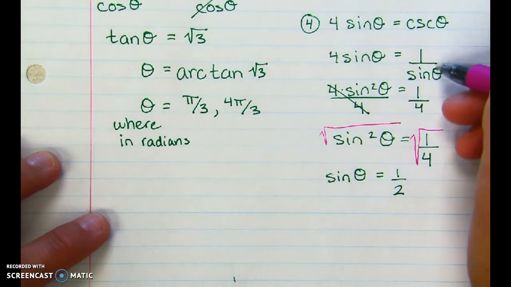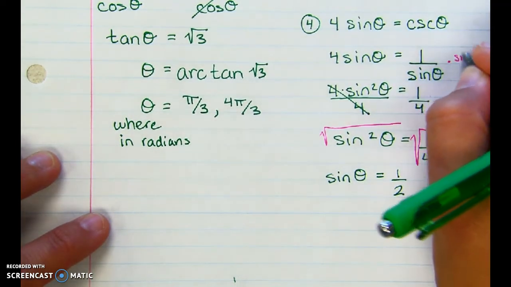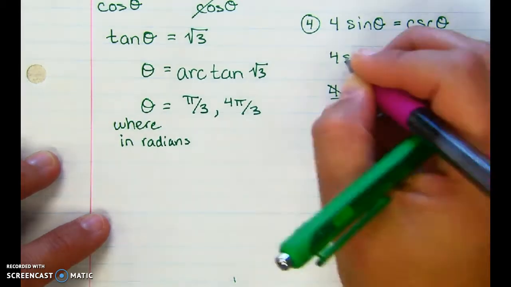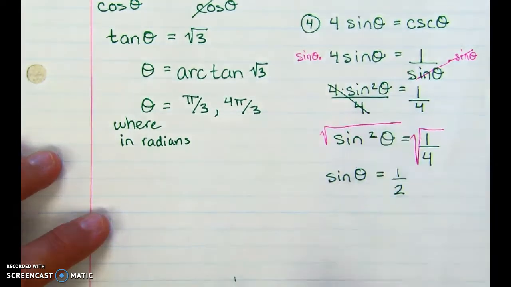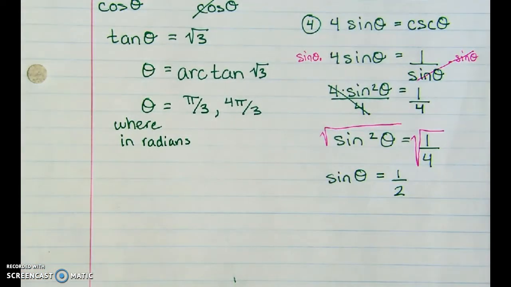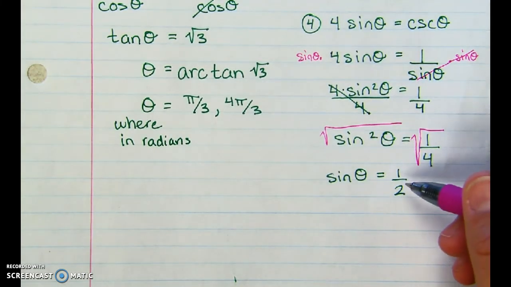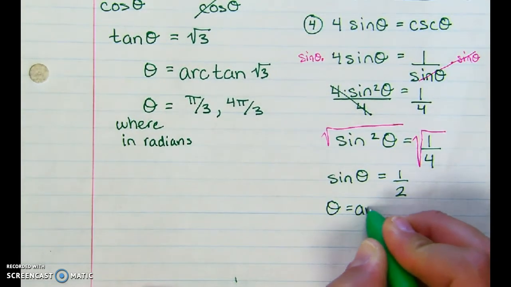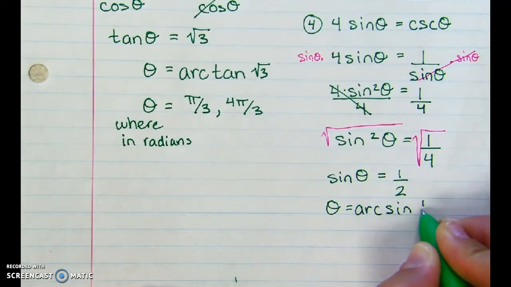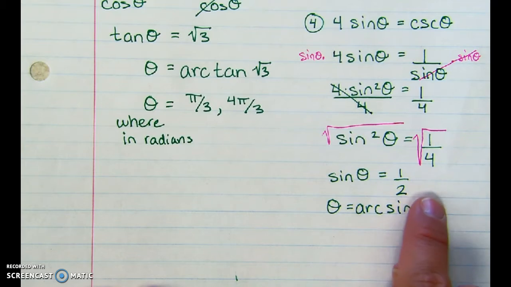What did we do with the cosecant? We turned it into 1 over sine. The sines need to be on the same side of the equal sign, so I multiplied both sides by sine theta. Sine times sine we write as sine squared. Then I moved the 4 to the other side by division here, and then we can take the square root, and now that this is by itself, we're going to say theta equals arc sine of 1/2, and that means where on the unit circle is the sine or the y value 1/2.